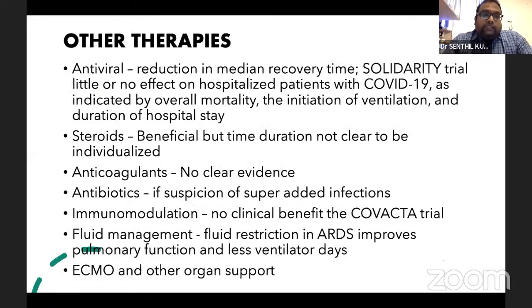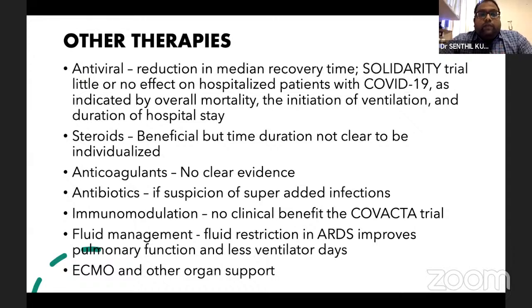So going on to the other therapies, antiviral therapy initially showed a reduction in median recovery time, but recent trials show that there is very little or no effect on hospitalized patients, as indicated by no difference in overall mortality, initiation of ventilation, or duration of hospital stay.